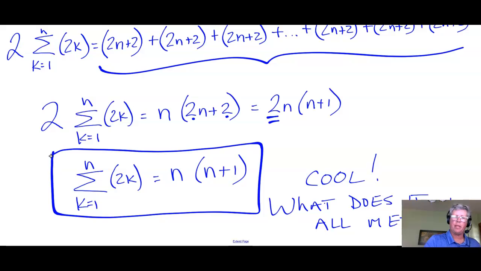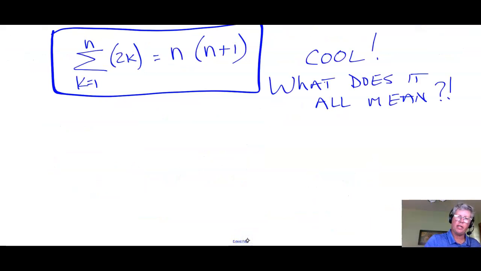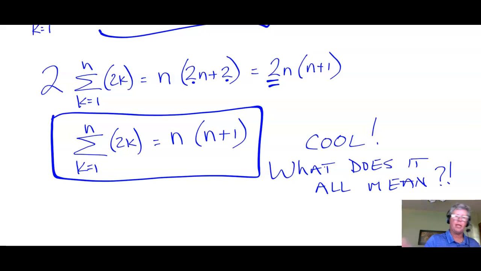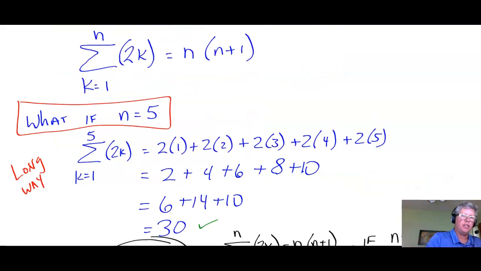I say it's cool. You have no idea what's so cool about it. It's a formula that allows me to find the summation of a bunch of terms that all have this in common. Let me show you an example. So this is what we ended up with. What if n equals 5? What if I wanted to find the sum of the first 5 terms? Well, I plug in k equals 1, 2, 3, 4, 5, get a bunch of numbers, add them all up, and I get 30. Awesome.